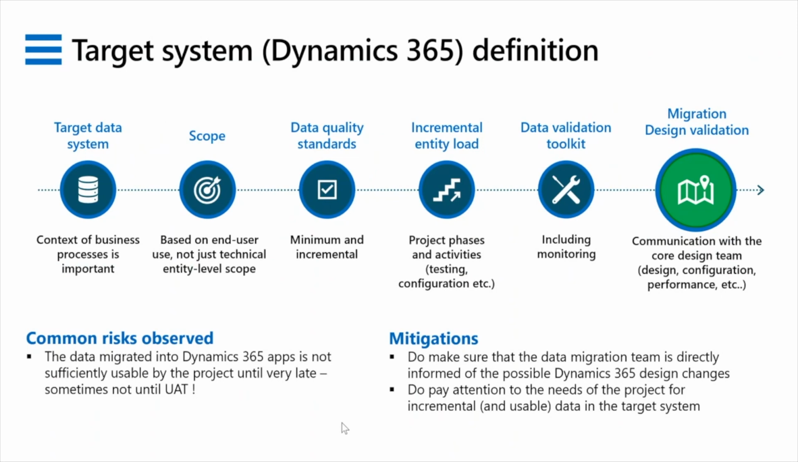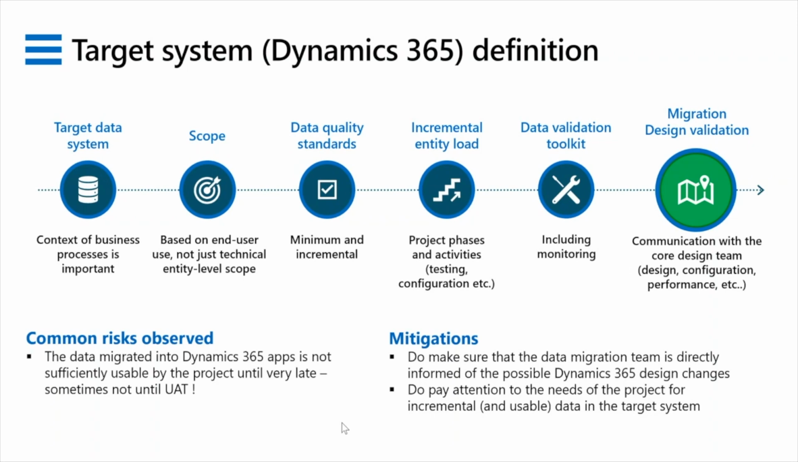One of the other things that we see is that the scope of the data migration is often defined in technical terms of data entities, number of records, attributes, etc. And we strongly encourage you to think of the scope of data migration to the target system as defined not just at that level, but also at the level of how it's going to be used in the production system. Right? What is its end use when it arrives in the target system? What are the minimum standards that it needs to meet before it's accepted into the Dynamics system?